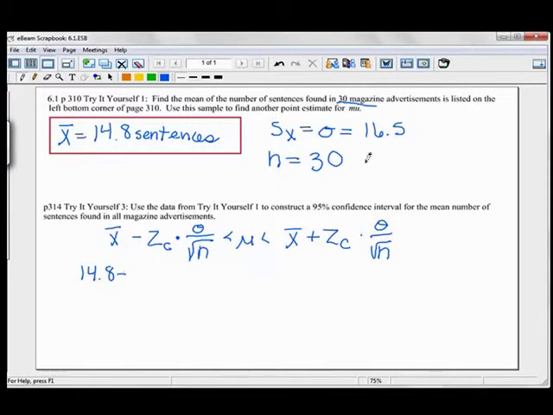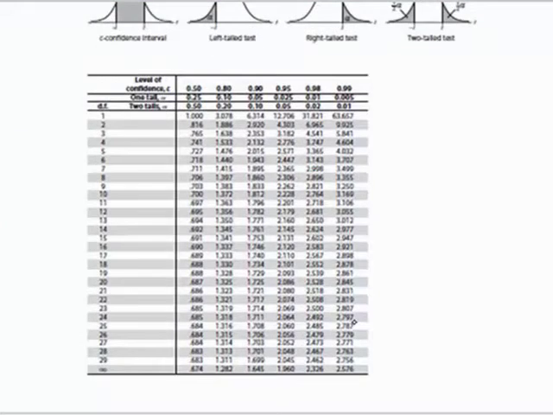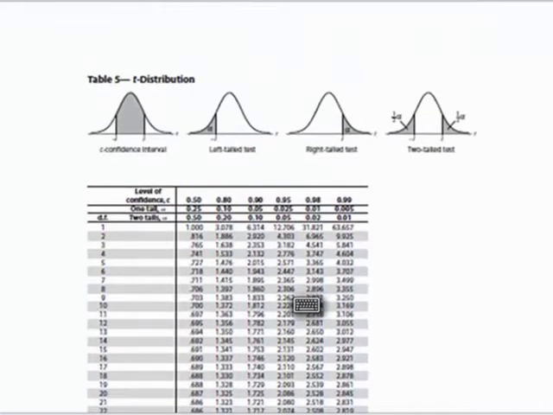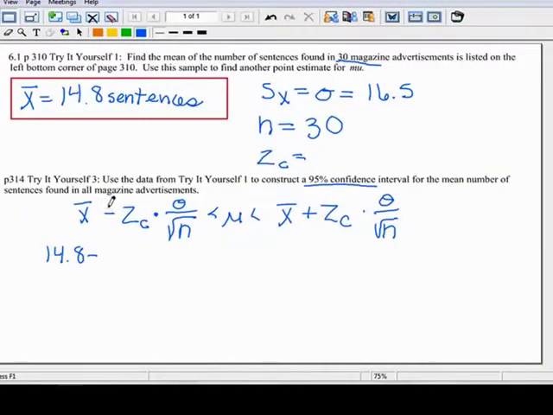Now we need to go find our Z sub C. I'm just going to write it up here after we find it. We have a 95% confidence interval, so we're going to use our table here. This is on your formula card. It's the T distribution table 5. We go to our 95% confidence interval and go all the way down to infinity at the bottom if it's a large sample, and that's 1.96. So we're going to use 1.96 here as our Z sub C.